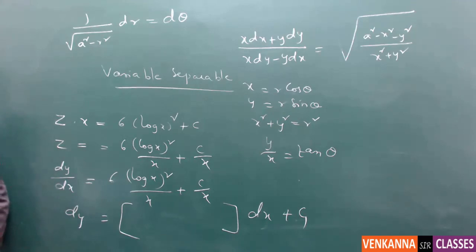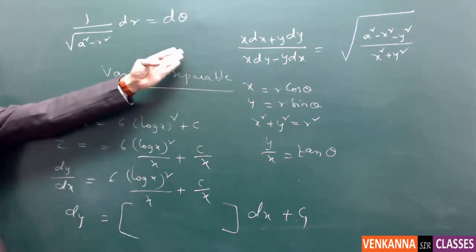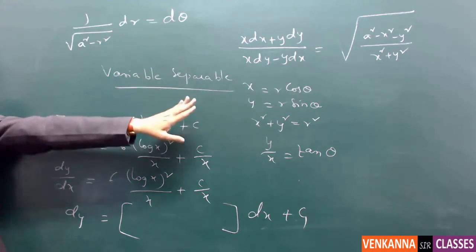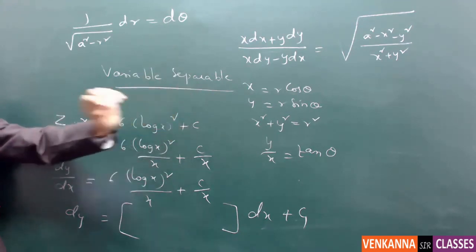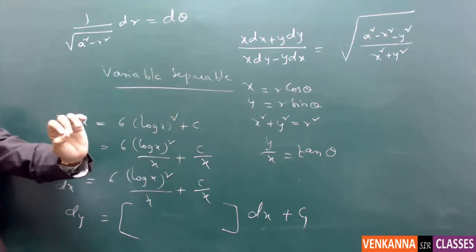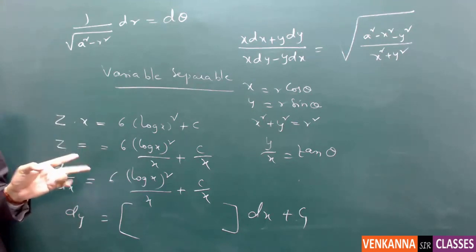So is the ideology clear? This kind of thing will come very rarely. Whenever a square root is there, this type of problem is given, and in that case only we use these polar coordinates. At the most, the complexity we can expect is the previous two things.